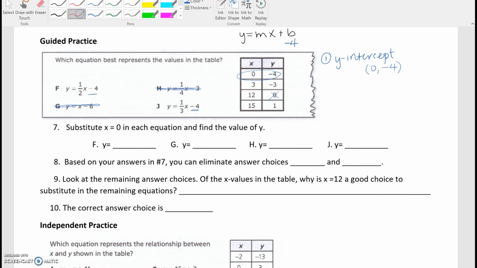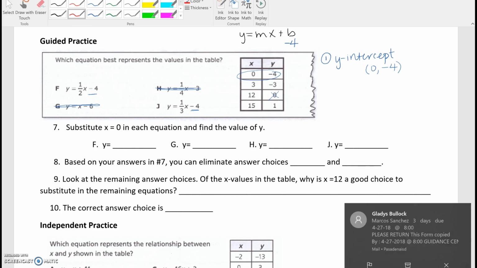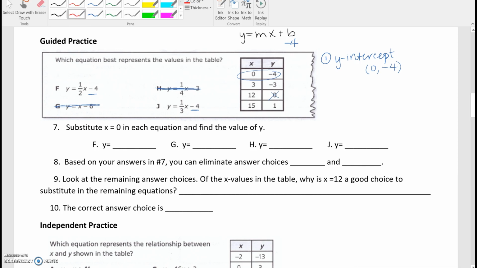Okay, so the second step is my rate of change.